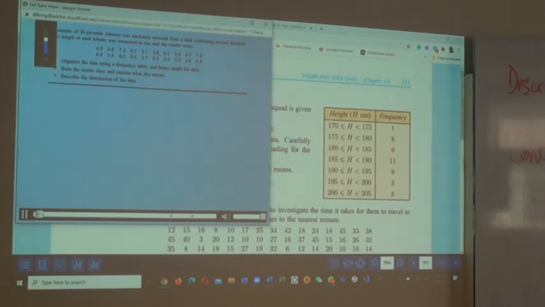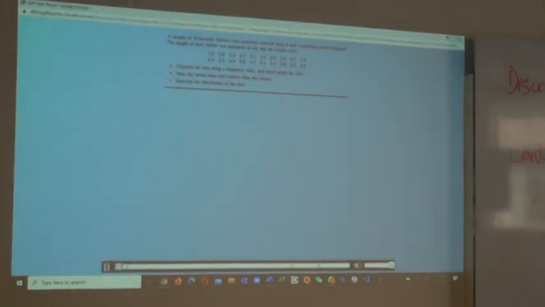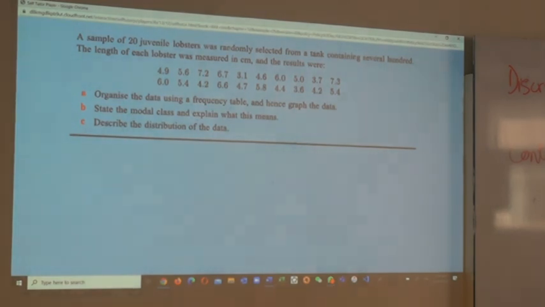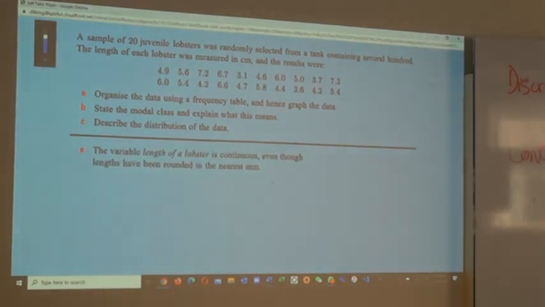Organized discrete numerical data in a frequency table. In the previous example, we organized discrete numerical data in a frequency table. So now, in this example, the data values correspond to lengths, so the data is continuous. No two individual data will be exactly the same, so we organize this data by grouping the lengths in class intervals. The minimum data value is 3.1 and the maximum is 7.3.